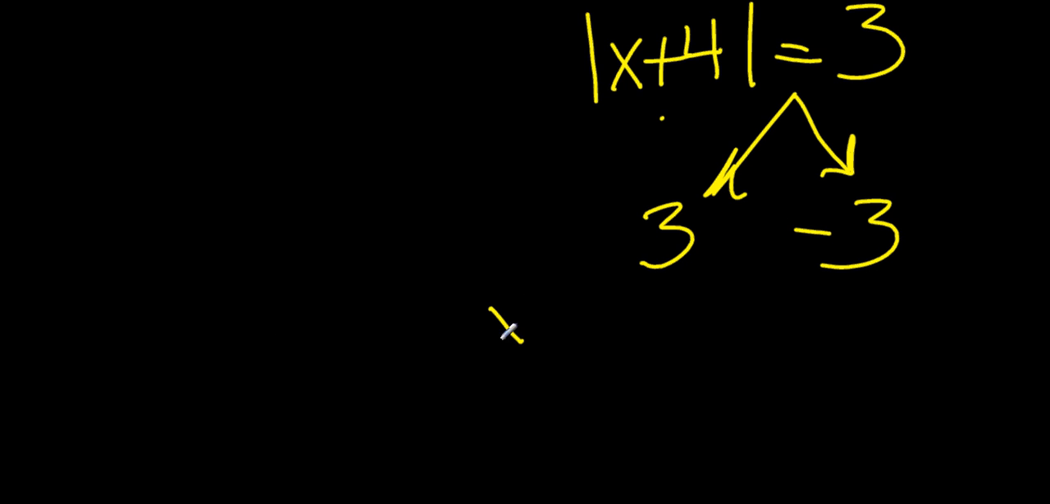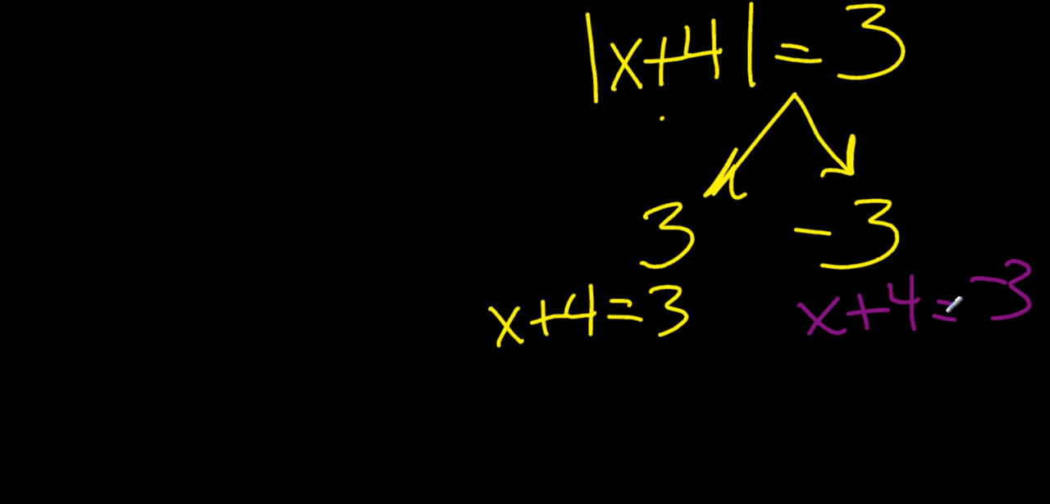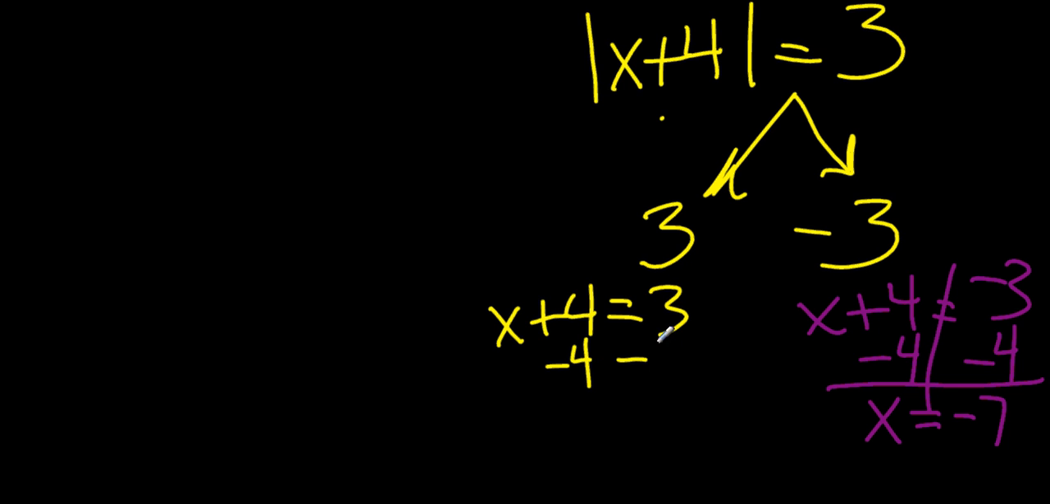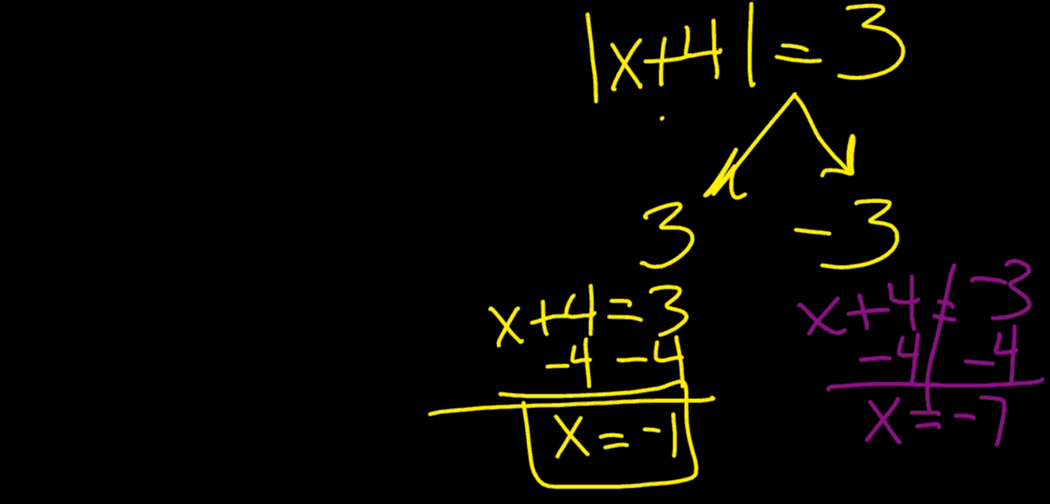I'm going to say x plus 4 could be equal to 3, or x plus 4 could be equal to negative 3. I'm going to solve this one first. If I subtract 4 from both sides using my inverse operation, I get that x is equal to negative 7. Then over here, I subtract 4 from both sides and get x is equal to negative 1. So I get these two different solutions to my absolute value equation.